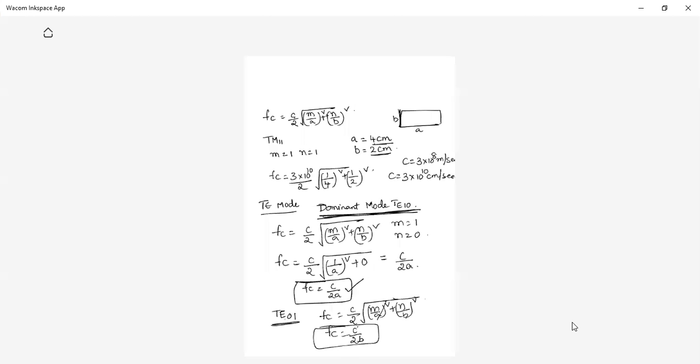Don't get confused. So always, what is the dominant mode in a rectangular waveguide operating in TE mode? TE10. Similarly, what is the dominant mode for a rectangular waveguide operating in TM mode? TM11. Remember these things. Sometimes they'll give straight away, what will they give? Operating in dominant mode. They don't mention whether it is TE10, 01, 11 like that.